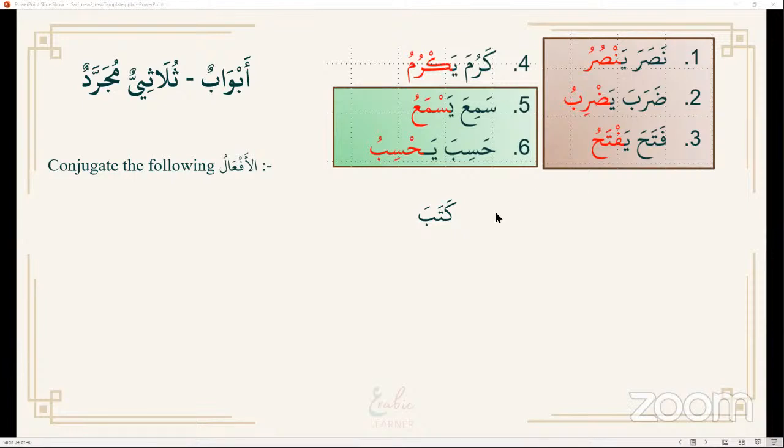Bab nasara, nasara yansuru. Okay, so this is how you can do it. So kataba yaktubu.